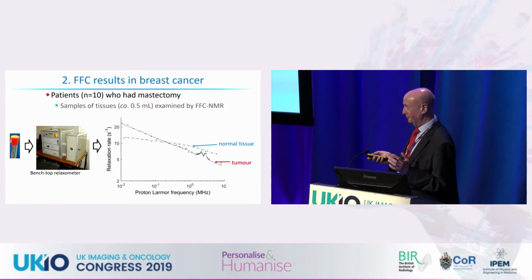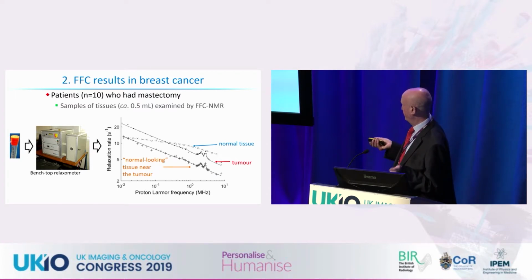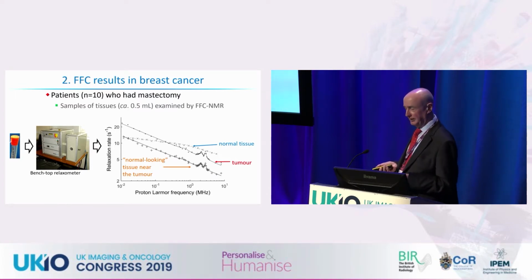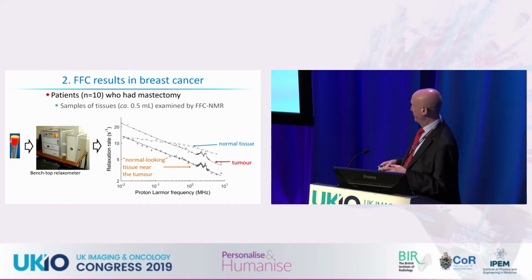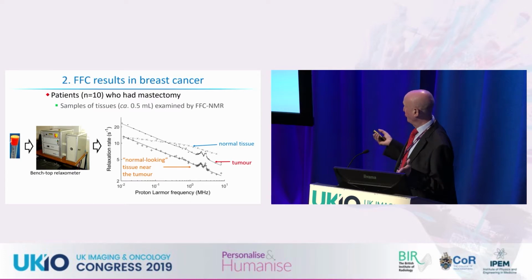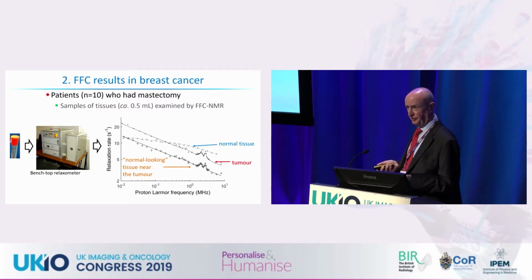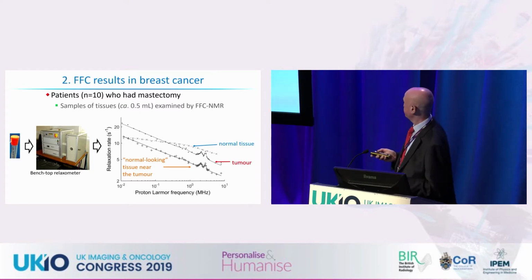But perhaps what was even more exciting was that when we took a sample of tissue from the periphery of the tumor, this was tissue that even looked visually normal, the curve looked much more like the curve from the tumor than it does from the curve of normal tissue. So this is tissue that's becoming fibrotic, that's becoming cancerous, beginning to become cancerous at the periphery of the tumor. So potentially this is also a way of guiding surgeons in tumor margins, potentially.